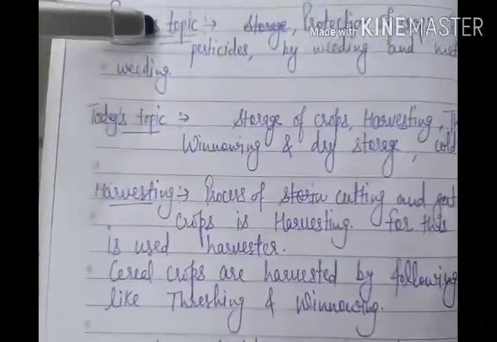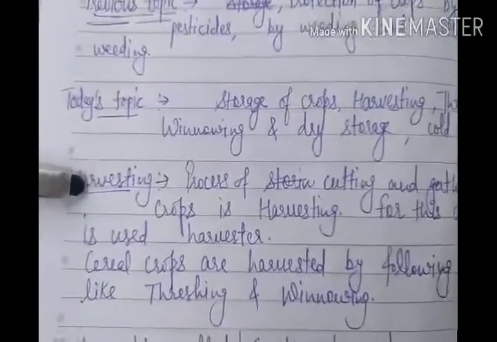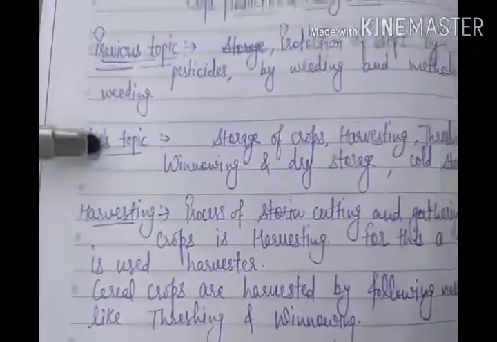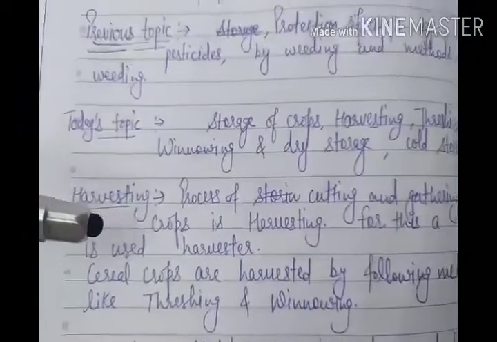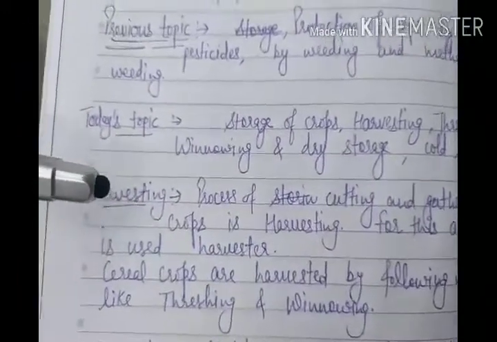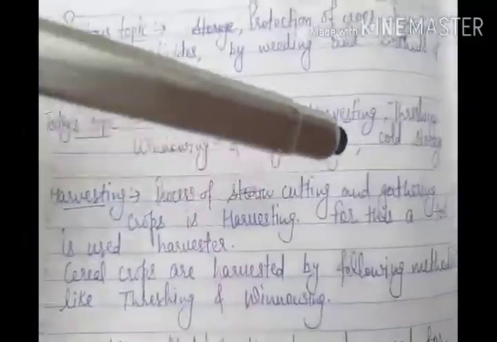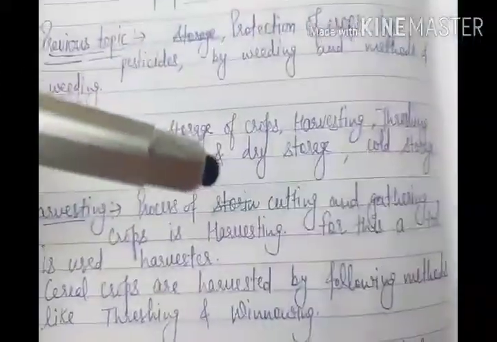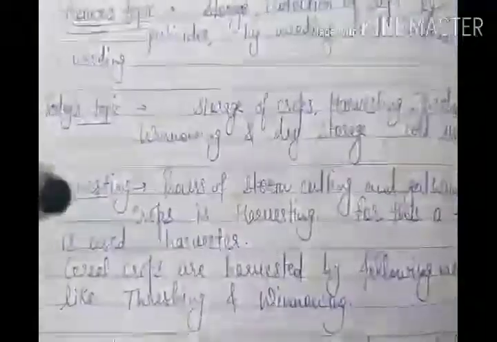As I told you, after protecting the crop, the crop is now ready to be cut. Cutting is not an easy task, because your field is very huge, and the crop is cut when it is ready to use by the farmers. That process is called harvesting. It is not only cutting, it is also about gathering. When the crop is cut, it has to be gathered and collected. So that complete process of cutting and gathering is called harvesting.